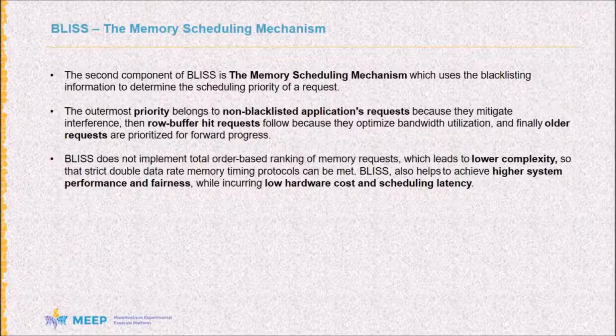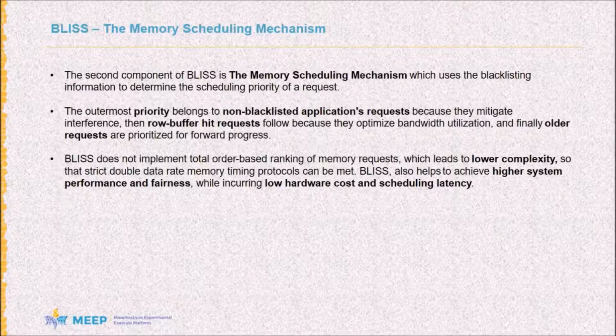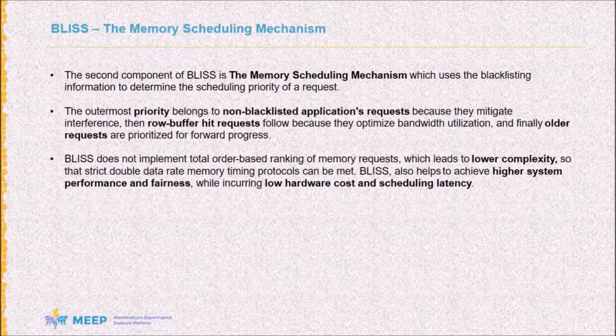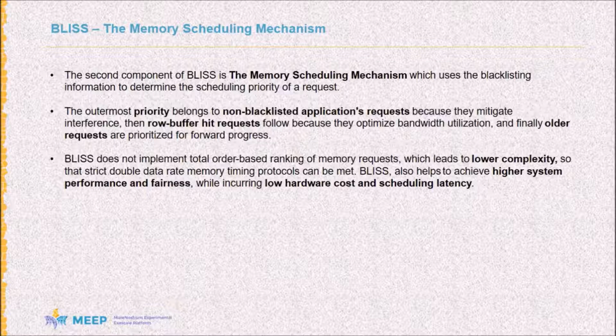The second component of BLISS is the memory scheduling mechanism, which uses the blacklisting information to determine the scheduling priority of a request. The highest priority belongs to non-blacklisted applications' requests because they mitigate interference. Then row buffer hit requests follow because they optimize bandwidth utilization, and finally all the requests are prioritized for forward progress.